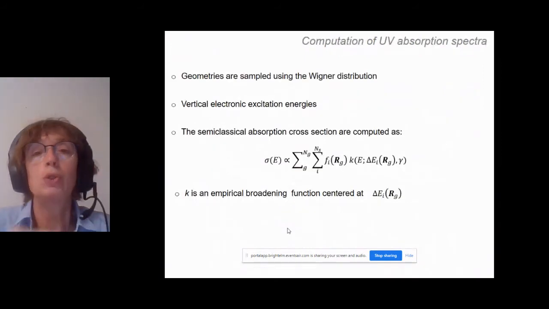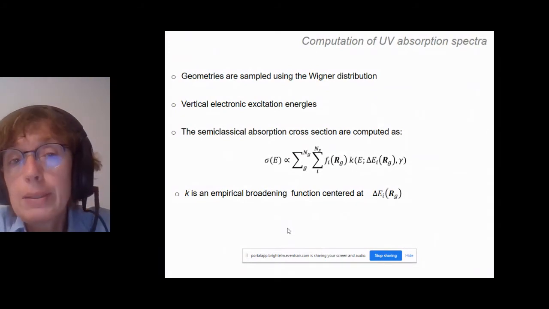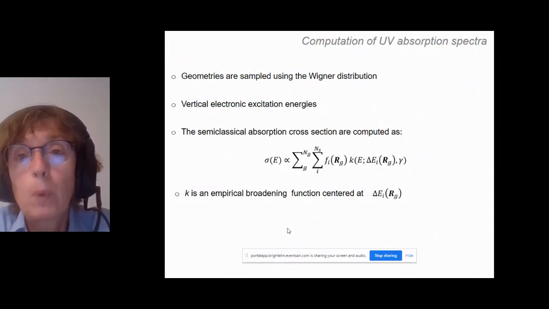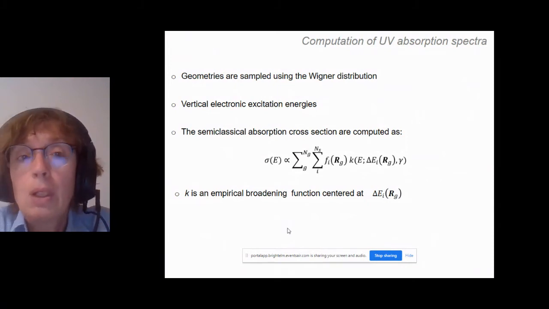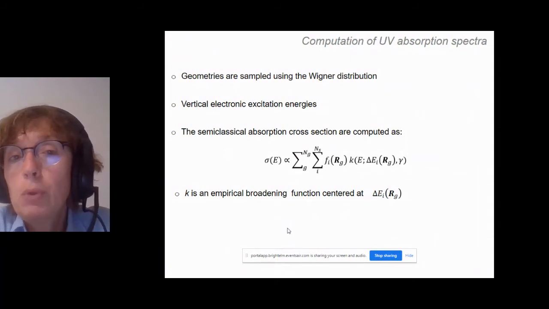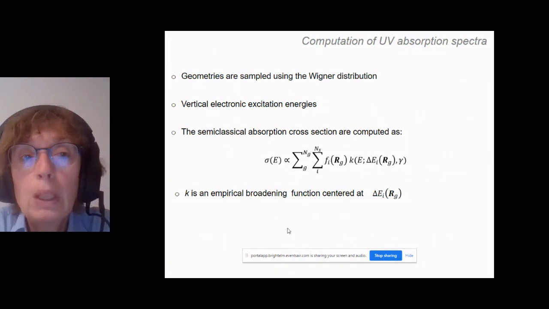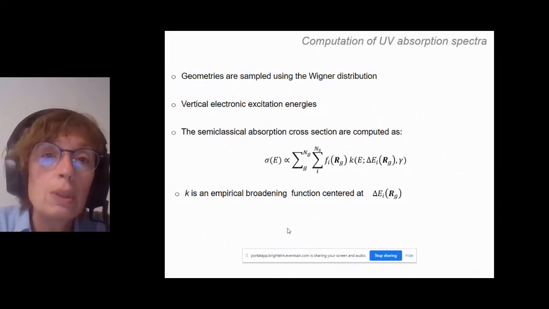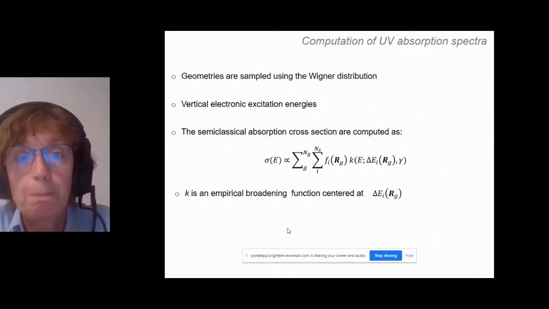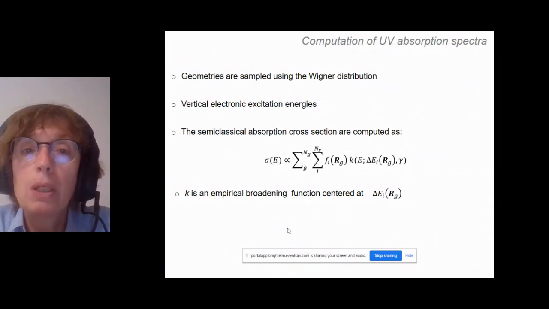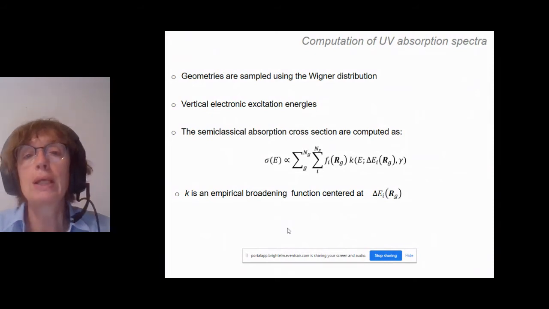Now, what do we do? In a semi-classical way to compute the spectrum, one selects the initial geometries along the individual normal modes using the Wigner distribution. This is one way. The other way is to select sample geometries from a molecular dynamics simulation. I encourage you to do the Wigner distribution sampling because of the zero point energy contribution.